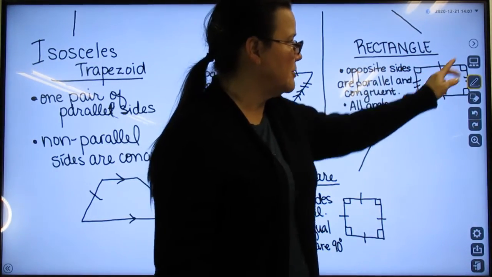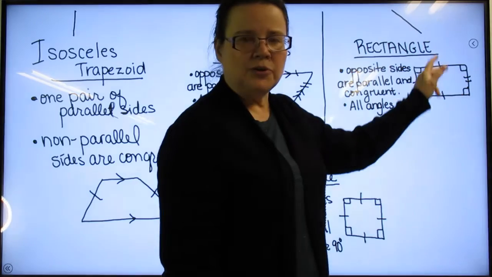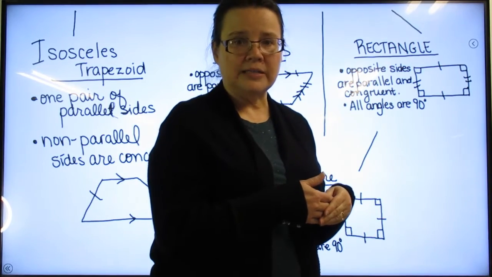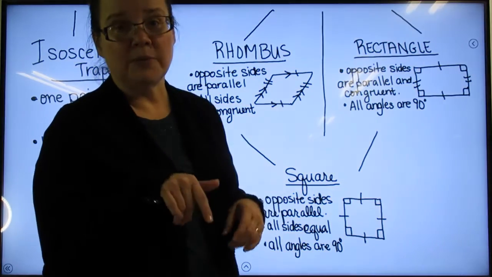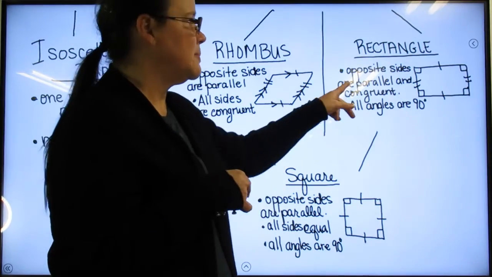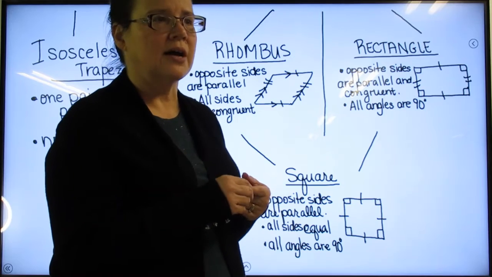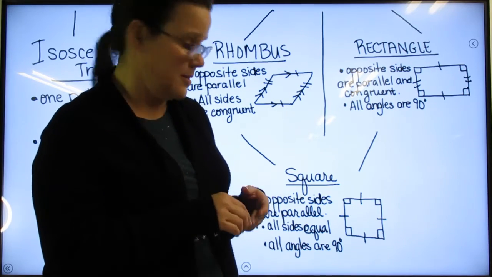Opposite sides are congruent. You would know this when you do either the area of a rectangle or the perimeter of a rectangle, because of the formula that you would use: the perimeter of a rectangle equals 2 times the length plus 2 times the width.